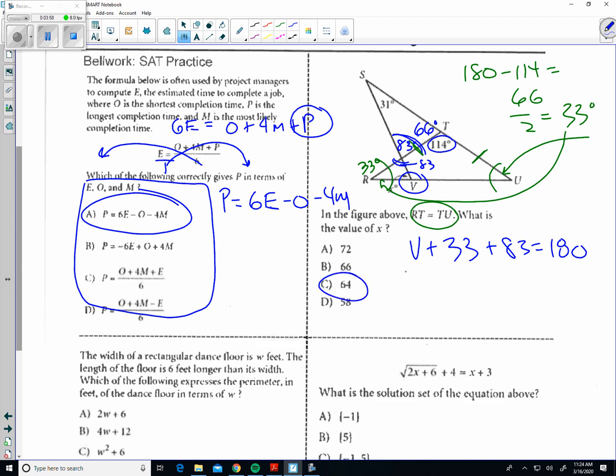C would be our answer. X should be equal to 64. And again, I'm calling this angle V here, which in our problem actually represents X degrees. So X degrees should be 64.